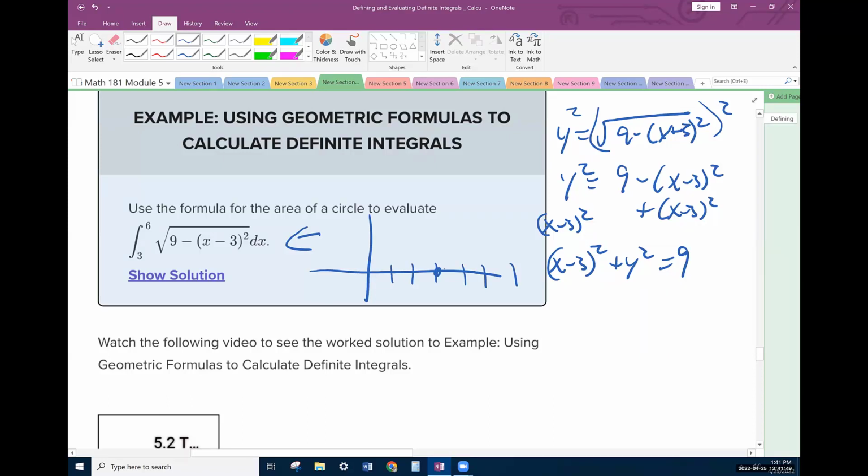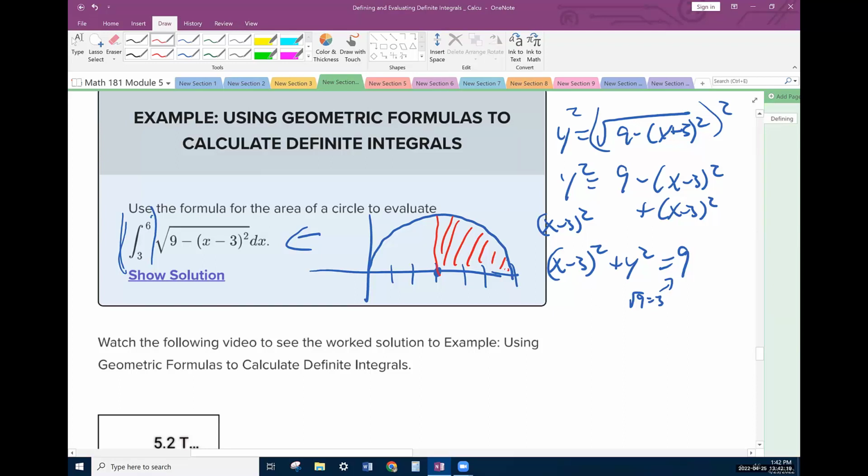And what's the radius of that circle? Any idea? 3. Good. The square root of 9 is 3. So that's going to have a radius of 3. But if you look at the limits of integration, they want us to go from 3 to 6. So what they're really talking about is the area from here to here, all this area.